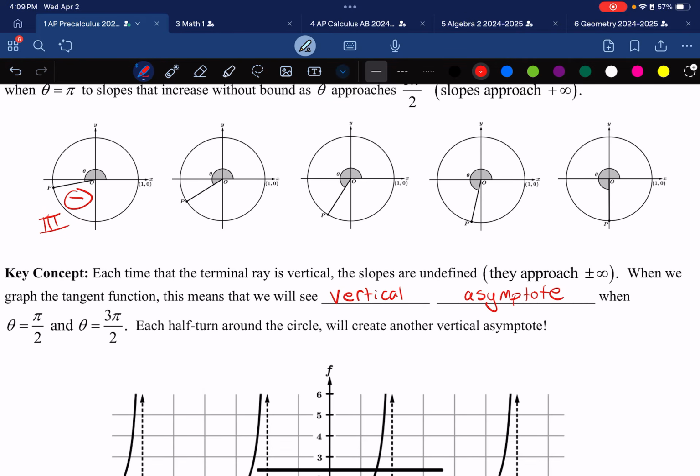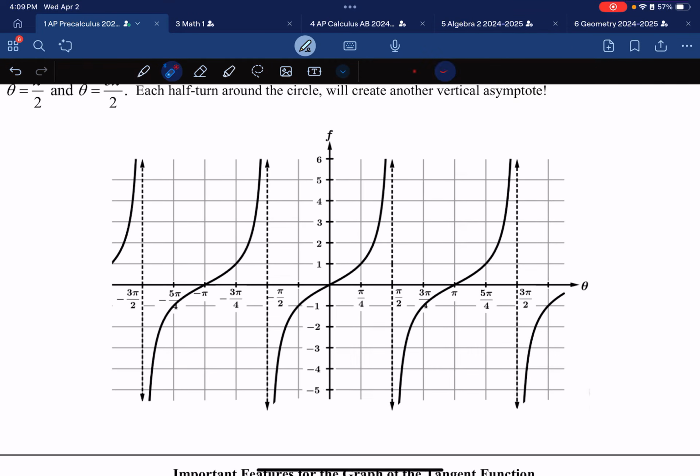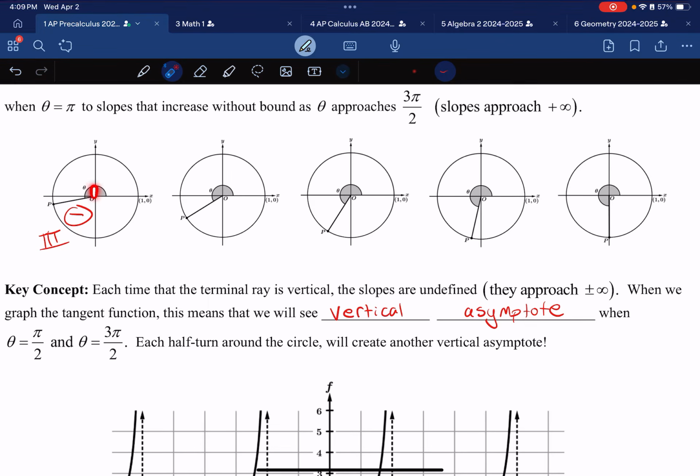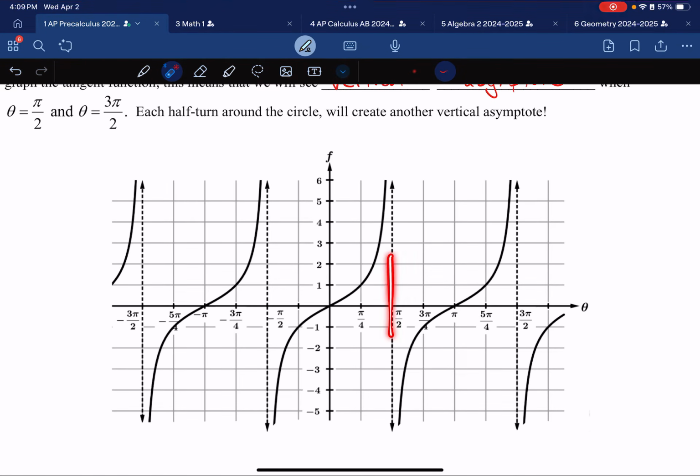And here's what it looks like on a graph, right? On a graph, you have these dashed lines right here. Notice where they happen. Pi over 2. Well, on the unit circle, pi over 2 is pointing straight up, where the slope is undefined. That's why we have this asymptote right here.